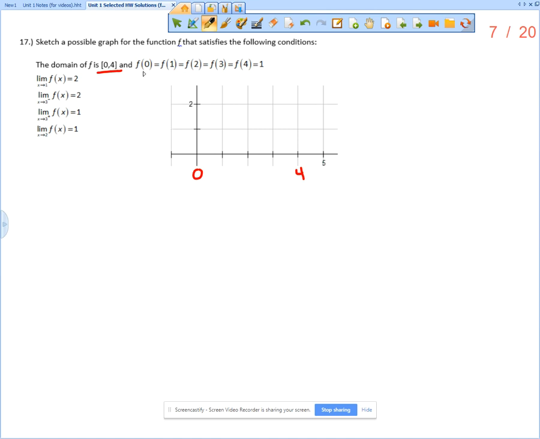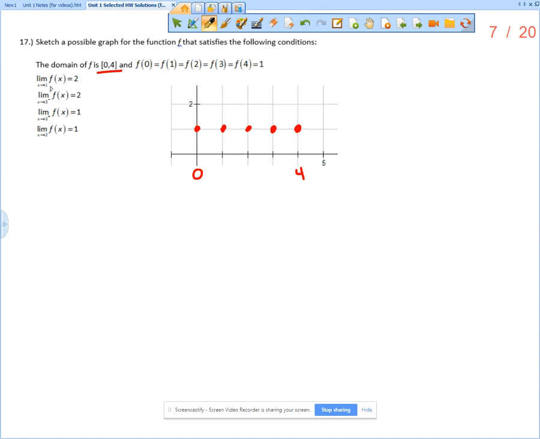All right, next, it says that f of 0 equals all these things, which equals 1. What does f of 0 equals 1 mean? It means there is a point at 0, 1. It means there is a point at 1, 1. It means there is a point at 2, 1. There is a point at 3, 1, and there is a point at 4, 1. That's all that means. Now, this does not indicate that there is a horizontal line. That is often a misconception that is made.